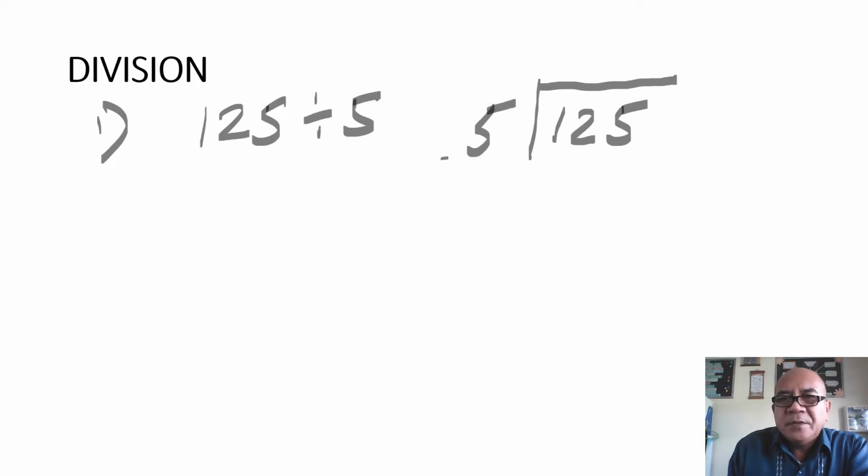So, pwede. So, ano ang number na pwedeng ma-divide ang 12? So, hindi na pwede ang 3 kasi 15. So, lalagpas. So, 2. So, 2 times 5 is 10.